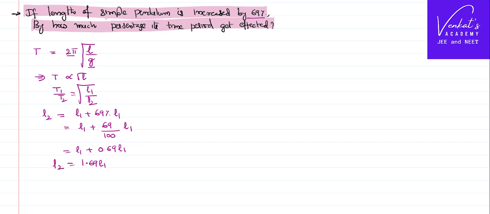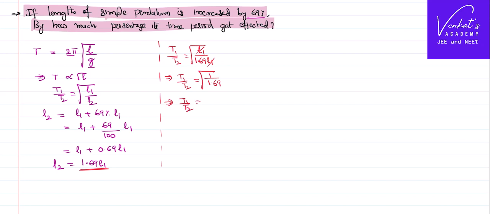Now I know L2, so I can find out the time periods, right? So let us continue the discussion now. You can write T1 by T2 equal to root of L1. In the place of L2, I will write what we have found, 1.69 times of L1. L1 can be cancelled. That implies T1 by T2 equal to square root of 1 by 1.69.